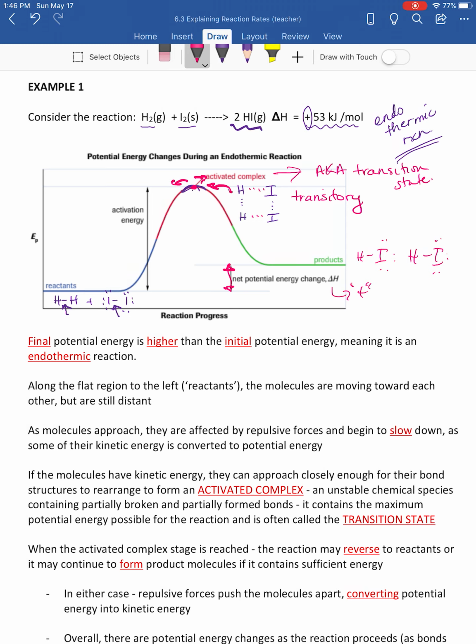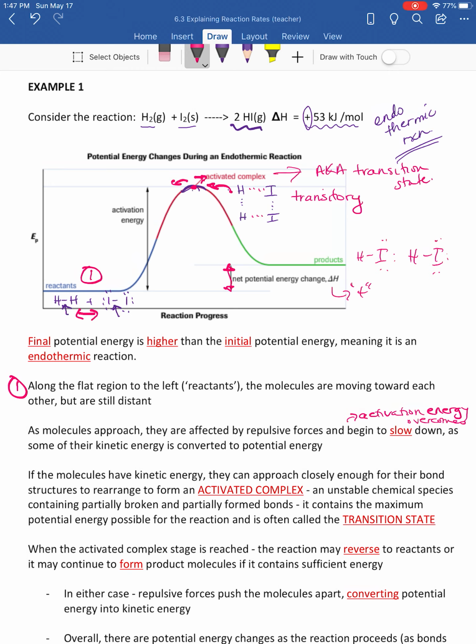Okay, so along the flat region to the left, the molecules are moving towards each other, and that's what I've got here. So this is just a step-by-step. So this is step 1, right? As the molecules approach, they're affected by repulsive forces and begin to slow down. So this is what our activation energy overcomes, because they're originally repelled by each other, but guess what? That kinetic energy overcomes that repulsion. That activation energy overcomes that repulsion.